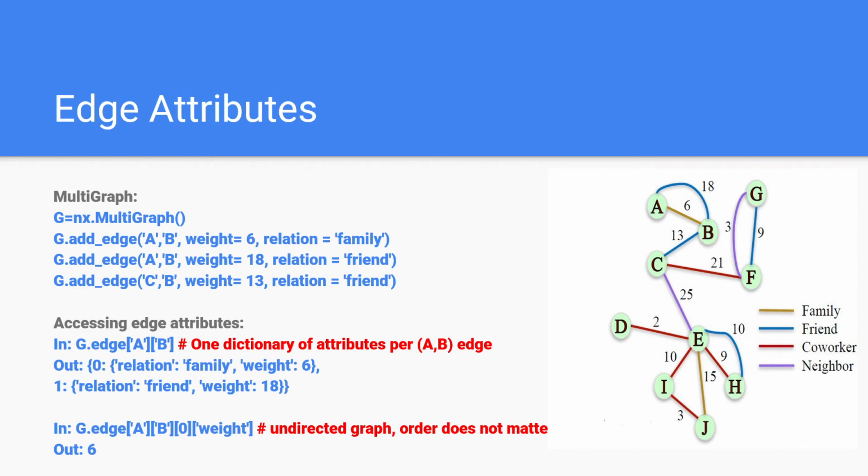Now, in case of multigraphs, which are used frequently, for example, A and B have a family relationship, but they can also be friends. In such networks, we use the graph function MultiGraph to create the network, and in a similar way we add the attributes weight and relationship. Now in case of an undirected multigraph, we don't have to concern ourselves with the order. We simply write AB and the data point we want to print, and that data point will get printed out. It's a very similar manner, just like normal undirected graphs, the same as a multigraph.